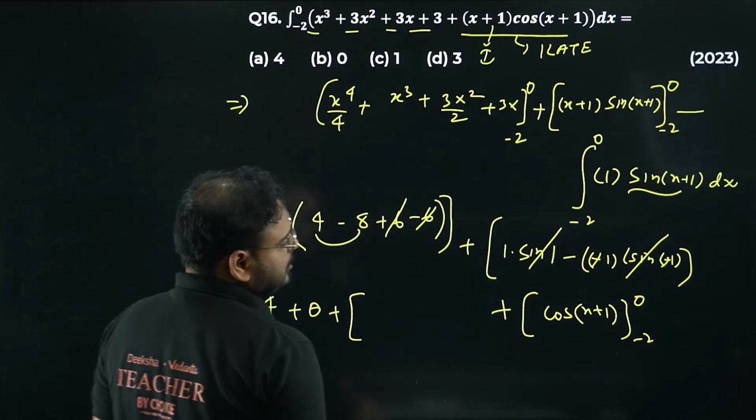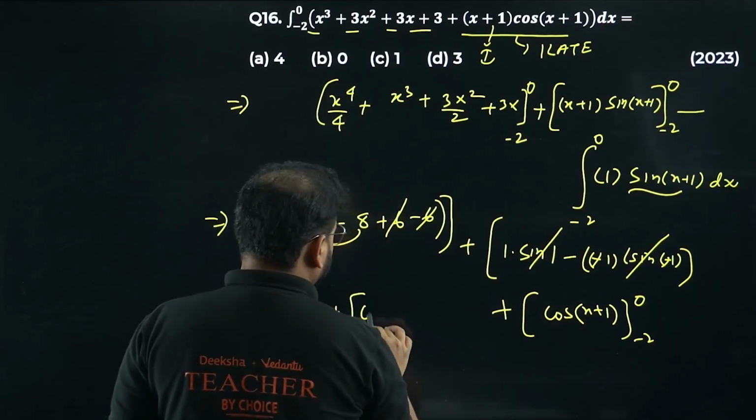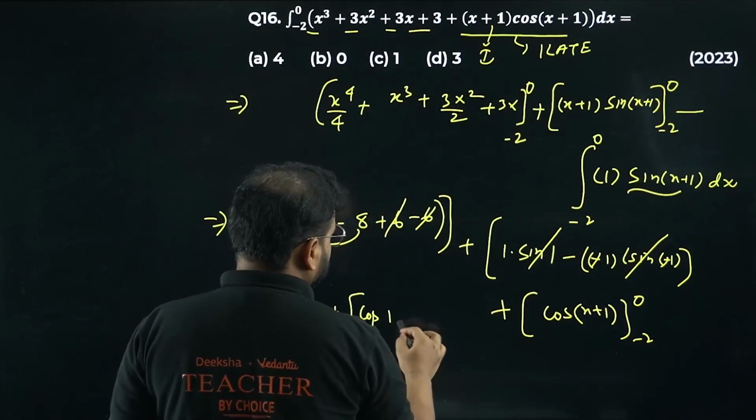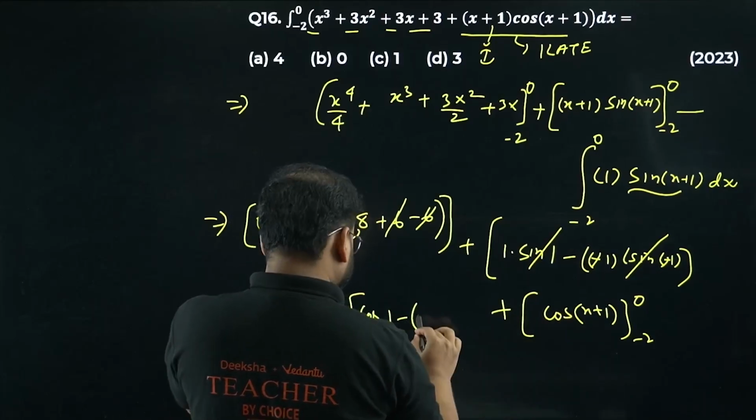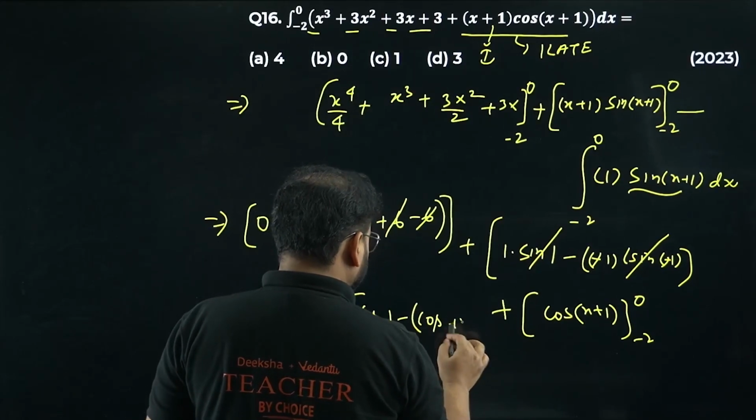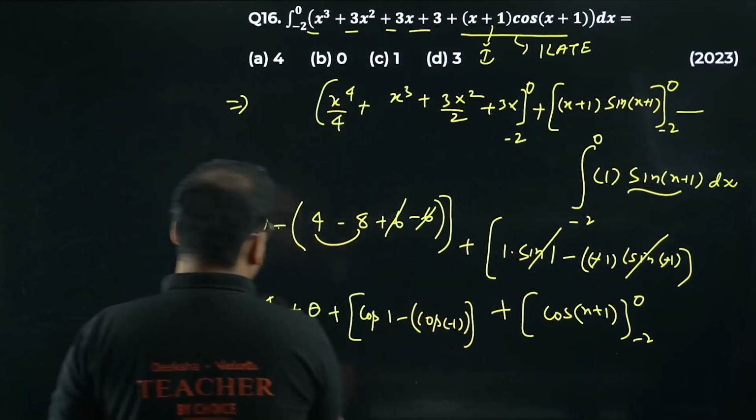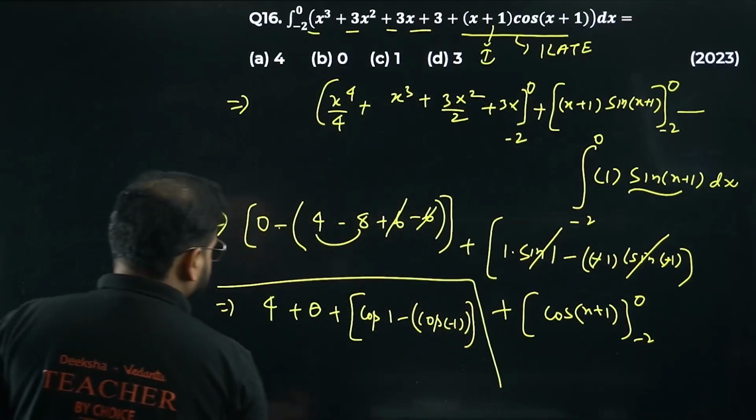You have for this case cos of 0. If you put, you get cos of 1. Cos of 1, there's a minus sign. Cos of minus 2 plus 1. So I get cos of minus 1. My last step actually.